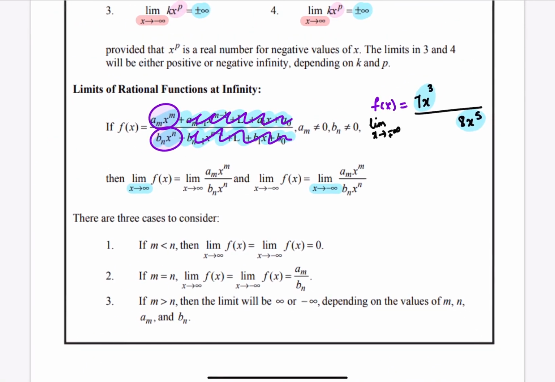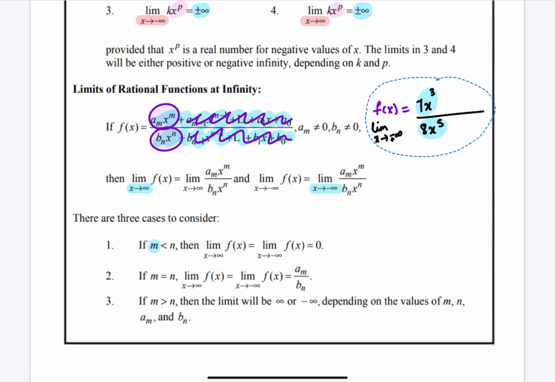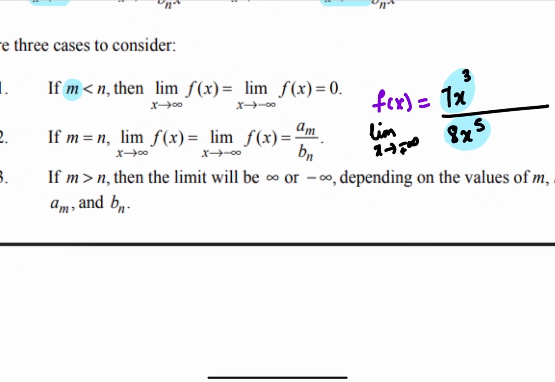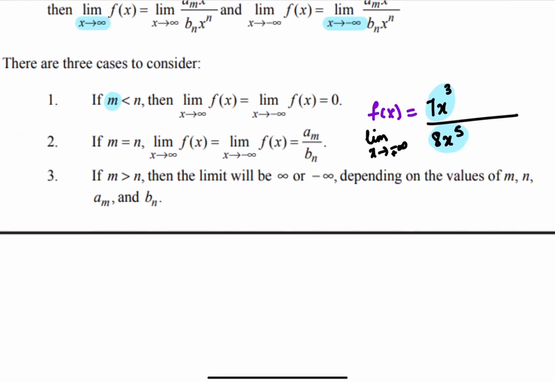Once I have that, let me move this all the way here. Once I have that, these are my conditions. If the power of the numerator, you know what, let me bring all of this here. Okay, now let me expand. If the power of the numerator is less than the denominator, so m is the power of the numerator, n is the power of the denominator. So power of the numerator here, I have 3, which is less than 5. Then limit when x goes to negative or positive infinity is simply 0, which is your horizontal asymptote.